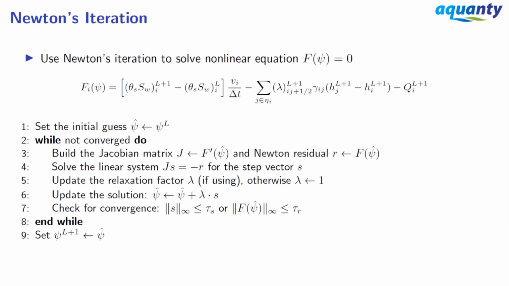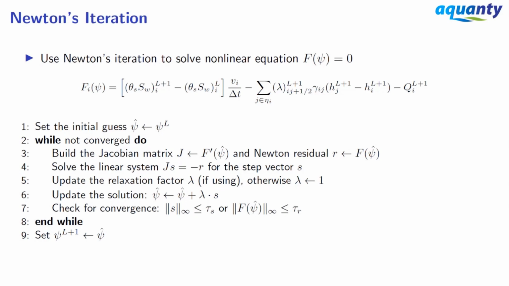in HGS. So for variably saturated flow in porous media, the discrete equations are nonlinear, and so we have to use an approach like Newton's method. Okay, so if we define the function f, then we're solving f of psi is equal to 0. And so here we show the basic steps of Newton's method.